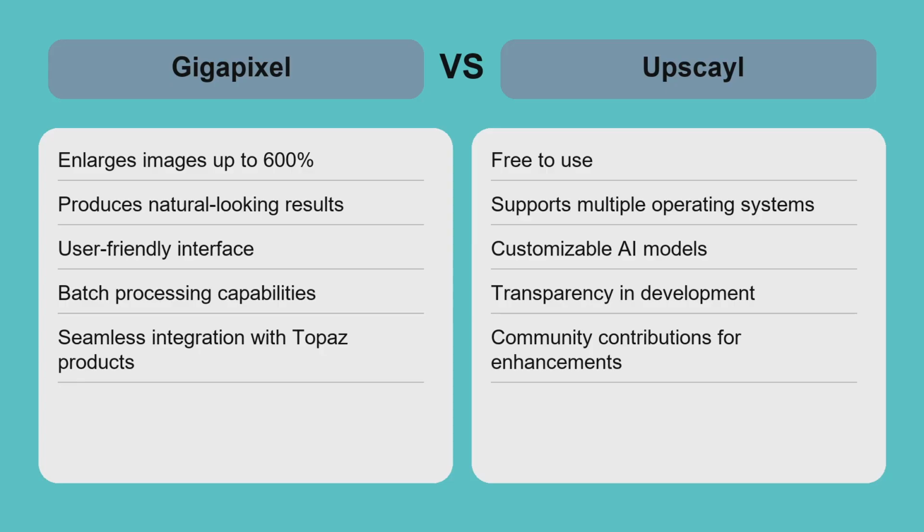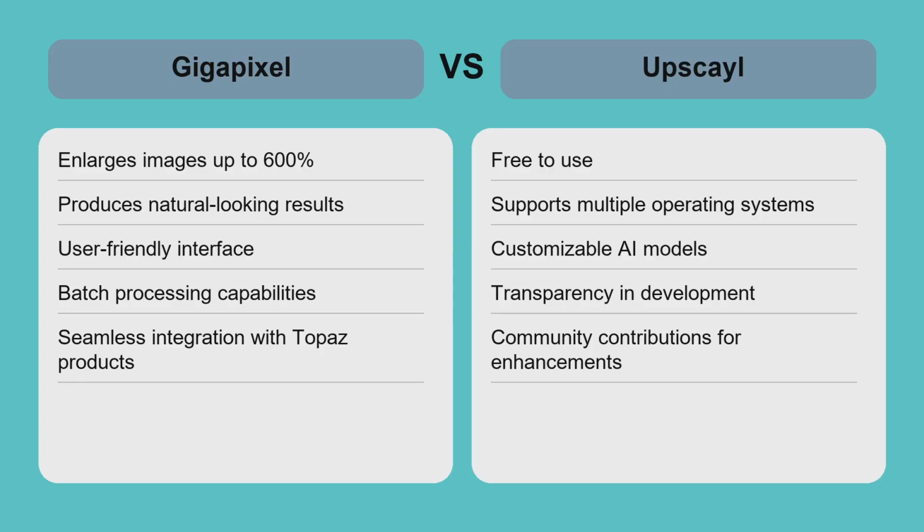Upscale, in contrast, provides flexibility and transparency through its open-source nature, allowing users to experiment with models and settings. While Gigapixel performs better out of the box, Upscale appeals to those who prioritize cost savings and customization. For example, a photographer needing quick, reliable enlargements may prefer Gigapixel, whereas a developer interested in AI experimentation might choose Upscale. The trade-off is between ease of use and adaptability.